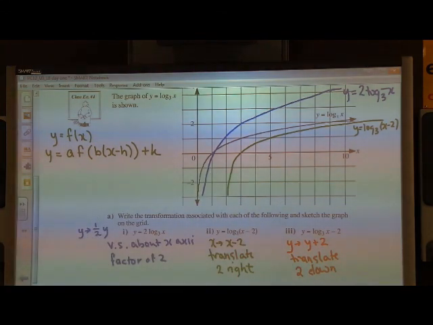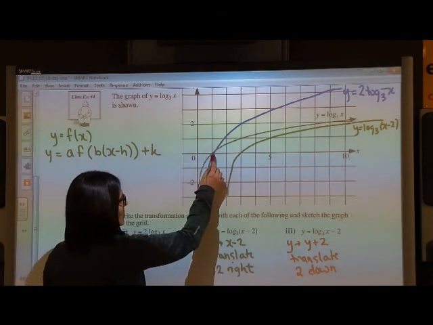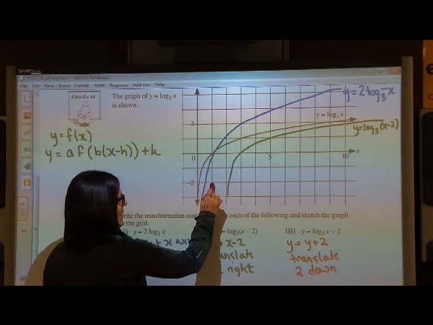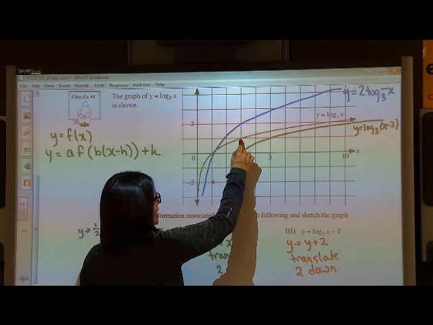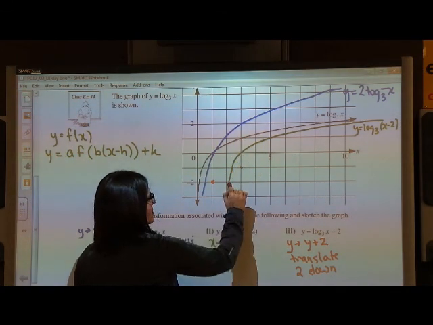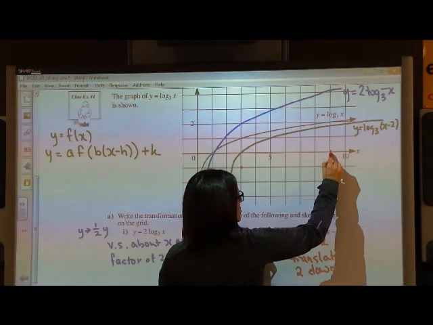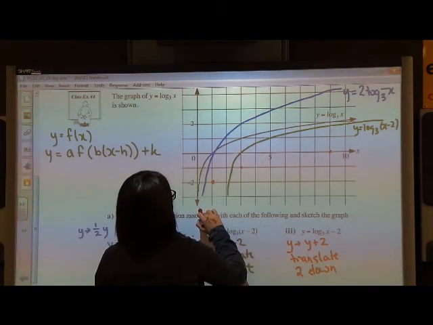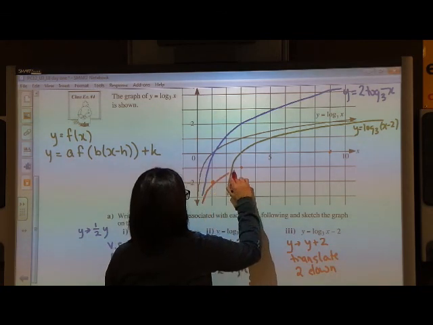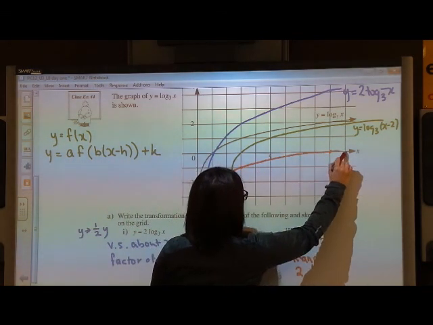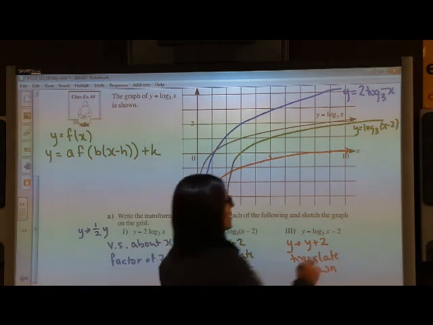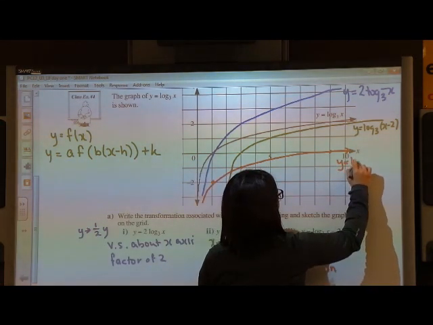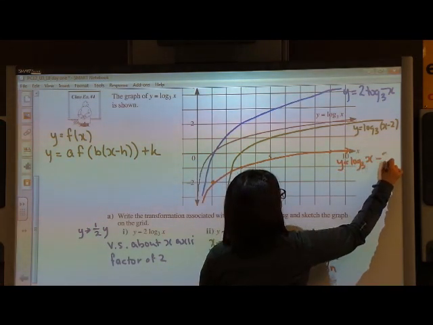Which coordinates get translated, the x's or the y's? The y's. So I take all those y coordinates and I move them 2 units down. So this y coordinate at 0 moves down to negative 2. The y coordinate that was 1 moves down to negative 1. The y coordinate that was 2 now moves down to 0. So then my graph looks something like that. And there's my y equals log base 3 of x minus 2.